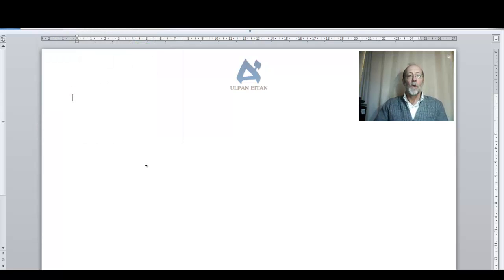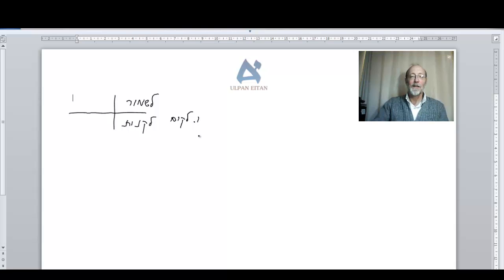Okay, so in today's class we're going to be expanding the master plan. At the present moment we have the verbs lishmor and liknot underneath it, and off to the right with a number 1 next to it we have the verb lakum. In today's class we're going to be introducing a new concept. The concept is called the guttural letters.